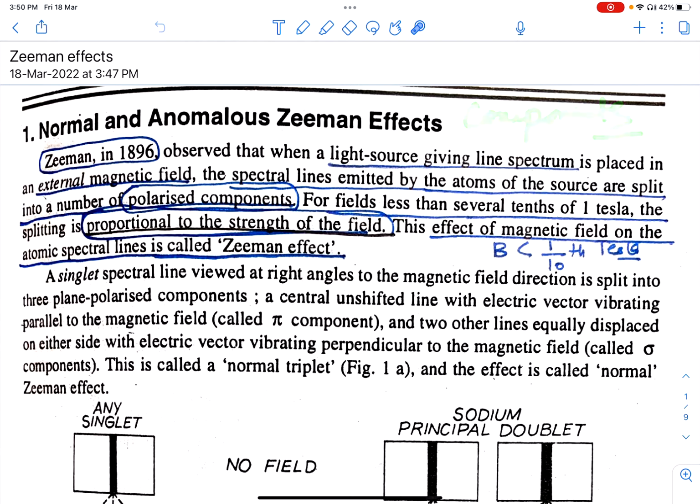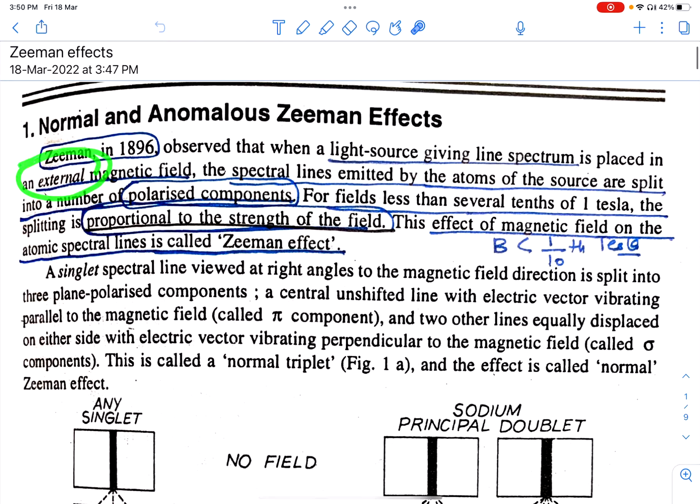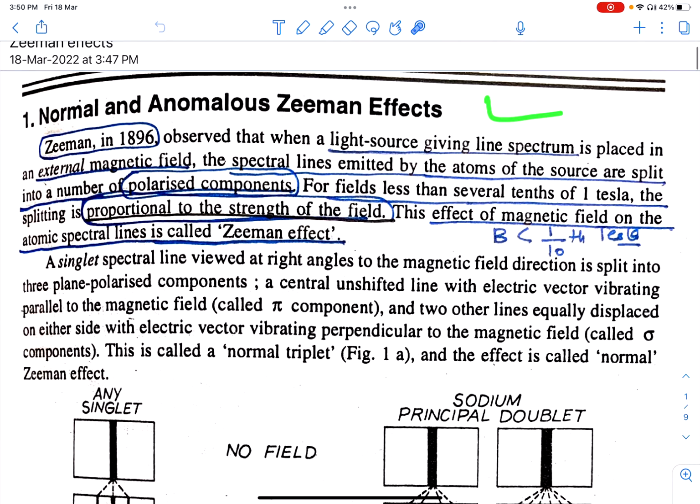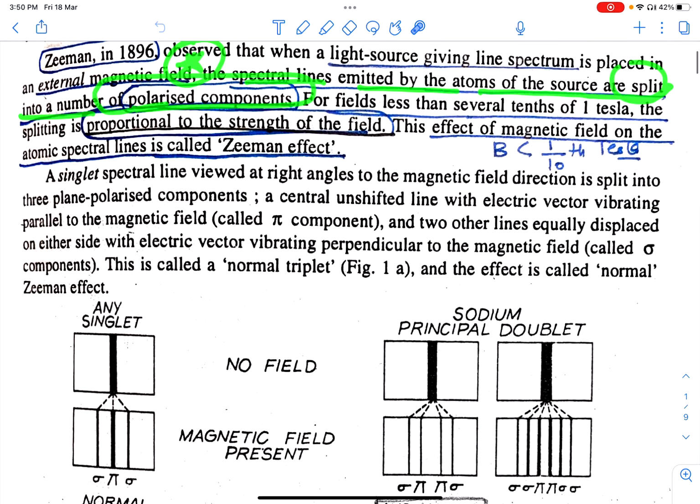So let's move ahead. "Is placed in external magnetic field" is very important. Here the splitting happens in an external magnetic field, whereas there it happens in an internal magnetic field, whether it is LS coupling or spin orbit. So the lines emitted by the atoms are split into a number of polarized components. This is a very important keyword, polarized components, for fields less than several tenths of a Tesla.